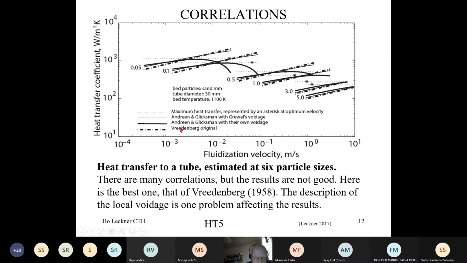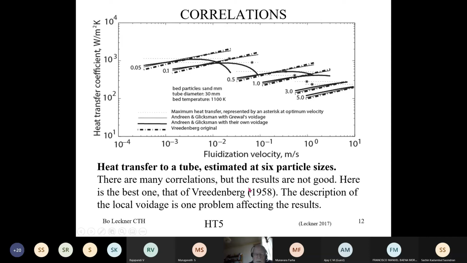So let's see what this picture shows. Correlations for various sizes of bed particles. And they are, of course, different because the size of the particles is so important. And then it is correlated with the fluidization velocity. And you see that Fredenberg's correlation just goes like this. And there is no maximum, it just goes on, because at the time when he made his investigations, it was not clear that there was a maximum heat transfer.